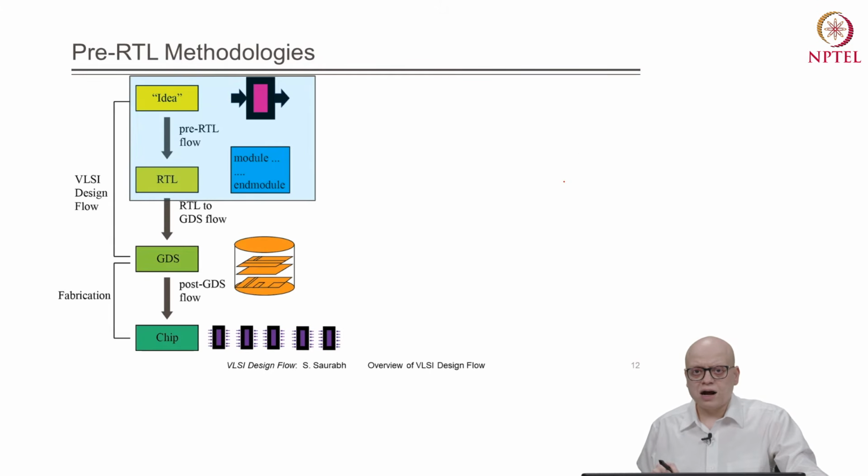Pre-RTL methodologies are the design tasks that we undertake before getting an RTL. In this part of the VLSI design flow, we decide the various components that will be required for a system. These components may be hardware, these components may be software, and also we decide how these components interact with each other. Therefore, this design step, or pre-RTL methodologies, is also known as the system level design.